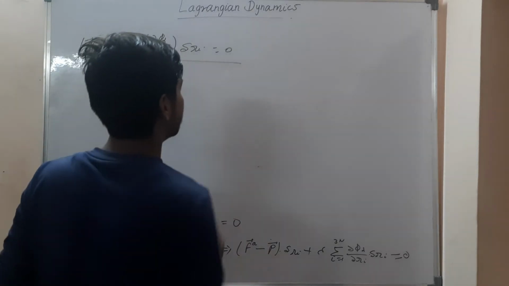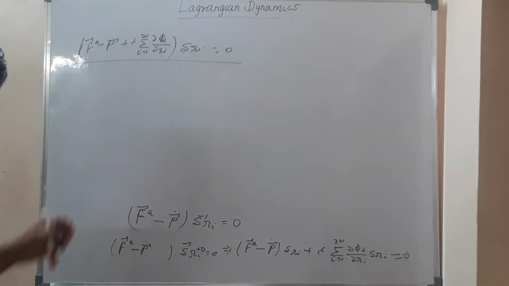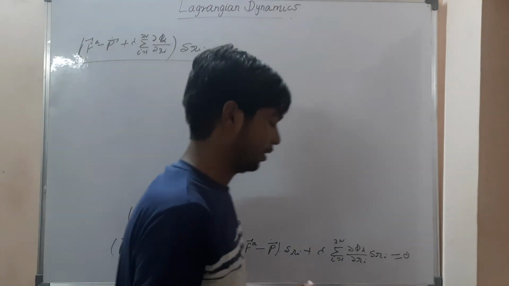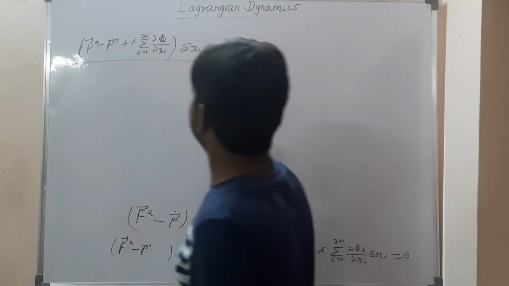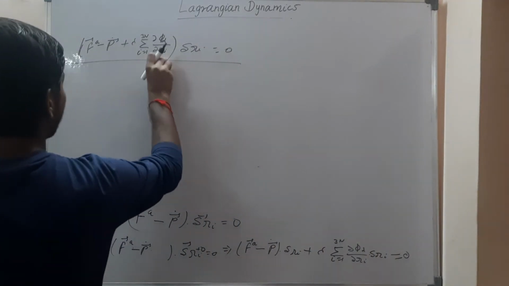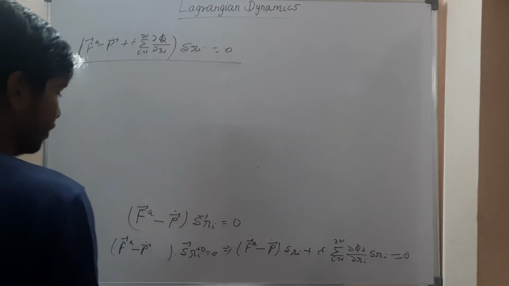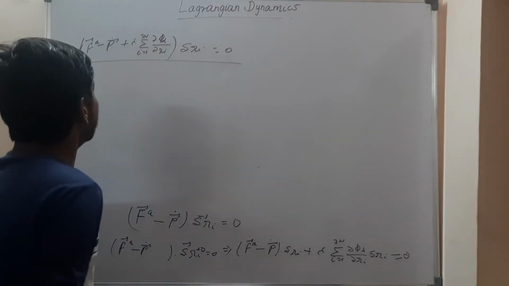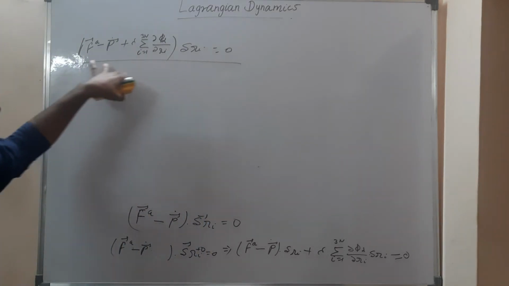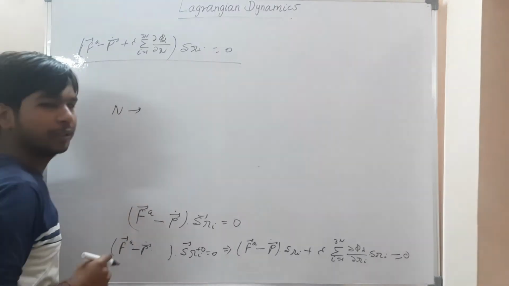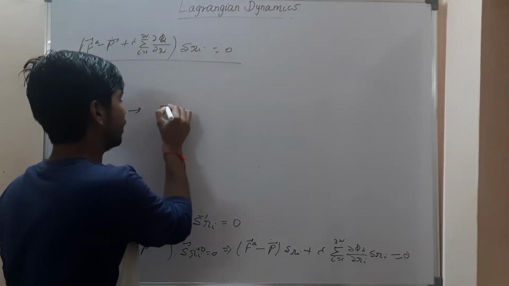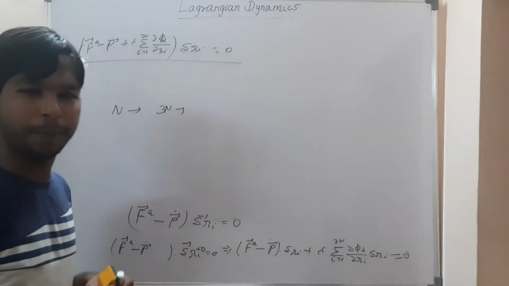So why did I do this? After doing all these things, you will get answers. But why did I do all these things? Why did I multiply with lambda here? What was the need? The thing is that in this function, if there are n particles in the system we take, then we need 3n coordinates or 3n parameters.